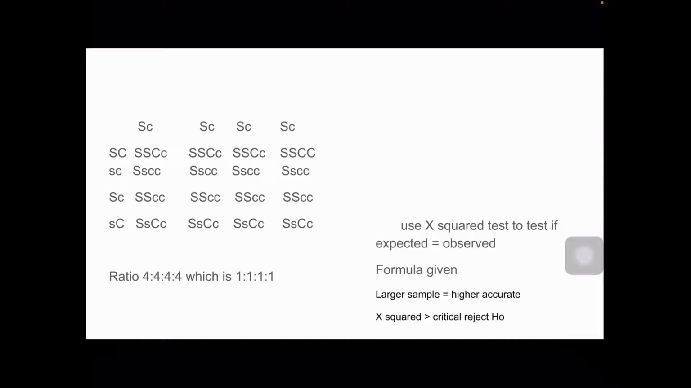And to test this observation, you use the chi-square test to test if the expected frequency is equal to the observed frequency. I won't be giving the formula as the formula is given in exams. Just know that the larger the sample you use, the higher the accuracy. If the chi-squared value is more than the critical value, you reject the null hypothesis. But if it's less than the critical value, you accept the null hypothesis. Another case is when it's crossed between two heterozygous species. It will produce a ratio of 9 to 3 to 3 to 1, but you can work that out by doing it yourself.